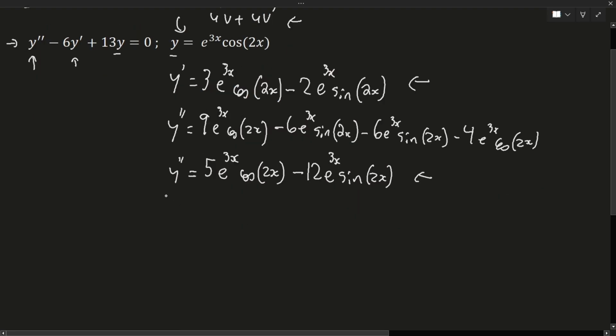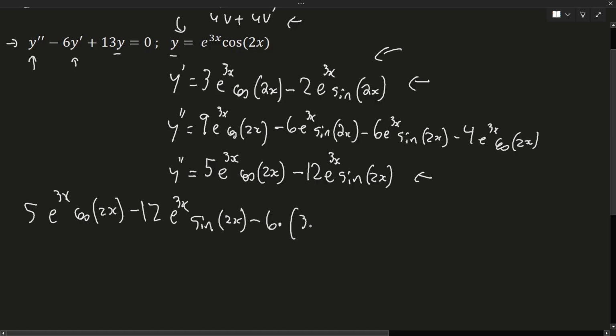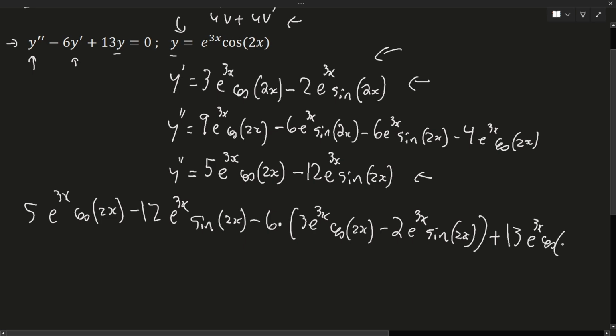So y double prime is just this over here. So you're going to write 5e^(3x) goes to x. Then minus 6 times y prime, so 6 times all of this. Plus 13y, that's just this: 13 e^(3x) cos(2x). And equals 0. And the rest is just algebra.